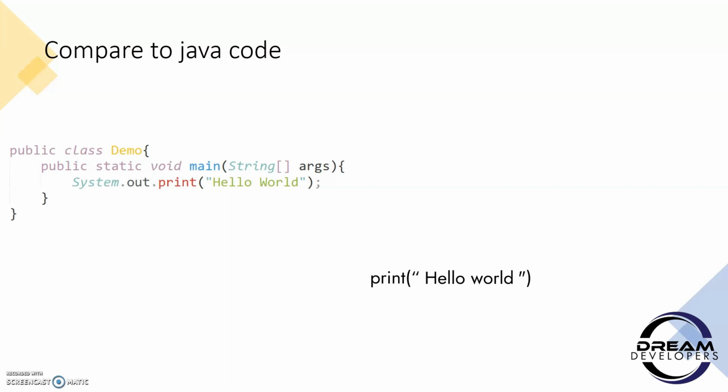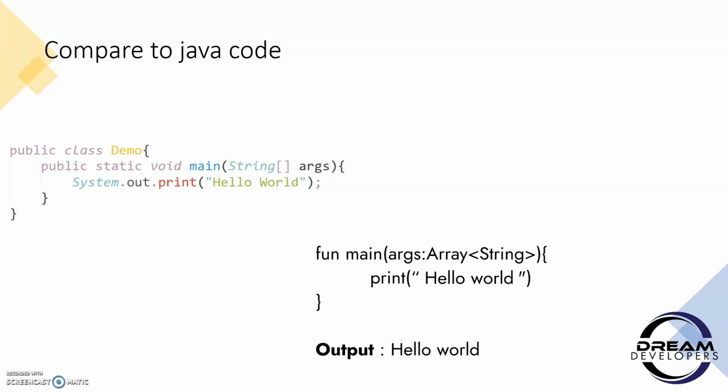Now, in case of Kotlin, we just use the main method, such as fun main, args array of string, brackets open and close. In the output, we get the hello world. Now, in this, we don't define the class at the top like we have defined in Java. Let's understand how Kotlin works.